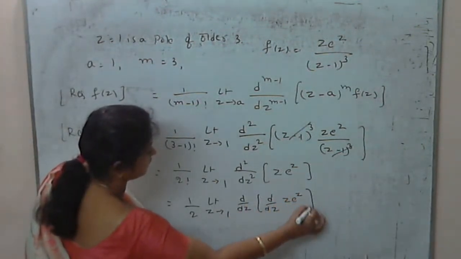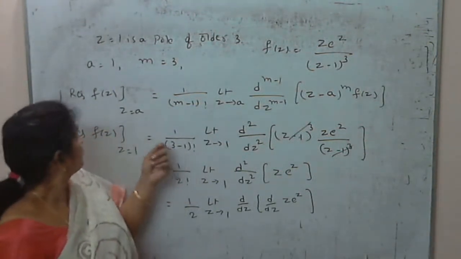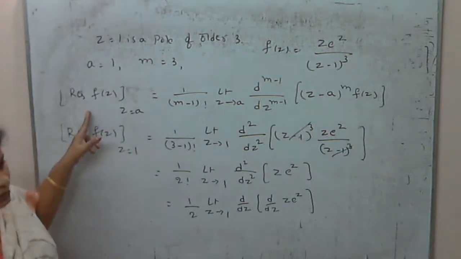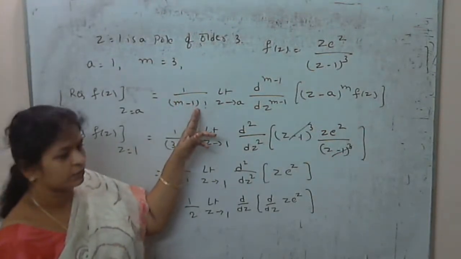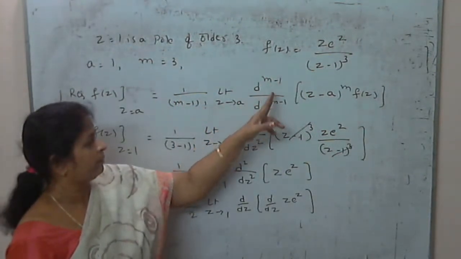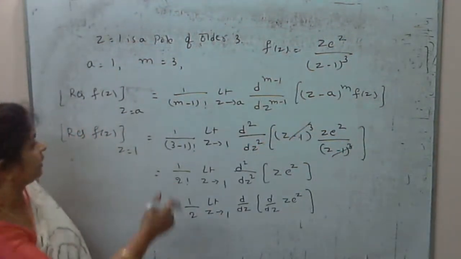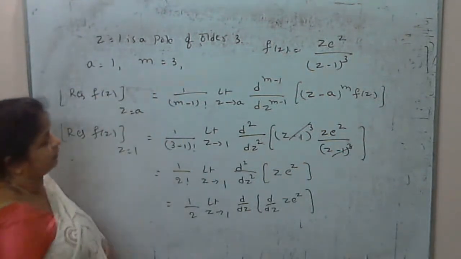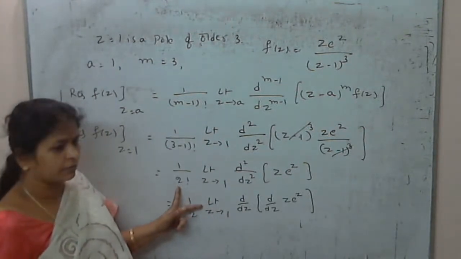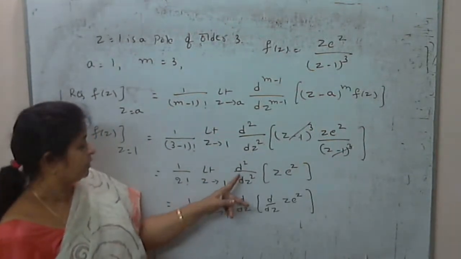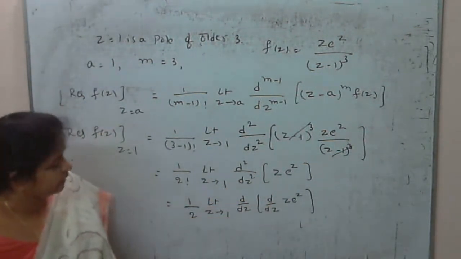z e power z. Now we apply the formula. Residue of f of z at z equal to a. What is the formula? 1 by (m minus 1) factorial, limit z tends to a, d power m minus 1 by dz power m minus 1 of (z minus a) whole power m into f of z. Here m equal to 3, a equal to 1. By substituting a and m values, we will get 1 by factorial 2, limit z tends to 1, d square by dz square of z e power z. That means we have to differentiate z e power z 2 times.